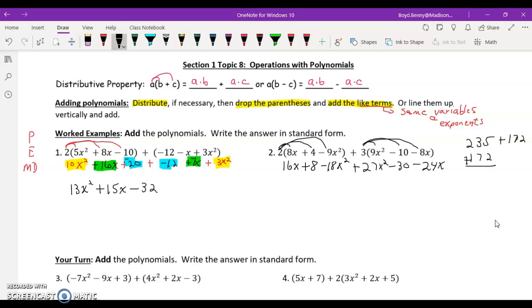All right, the next thing I want to do is line up my terms vertically. So I see I have an x term here. I'm going to look in the second problem, find my x term, and I'm going to write that right below it. I'm going to line up those like terms. The next one I come to is my constant. The constant in the second polynomial was negative 30. So I'm going to line that up right below the constant in the first one. And the last one is the x squared term, so I'm going to line that up right below the 18x squared.